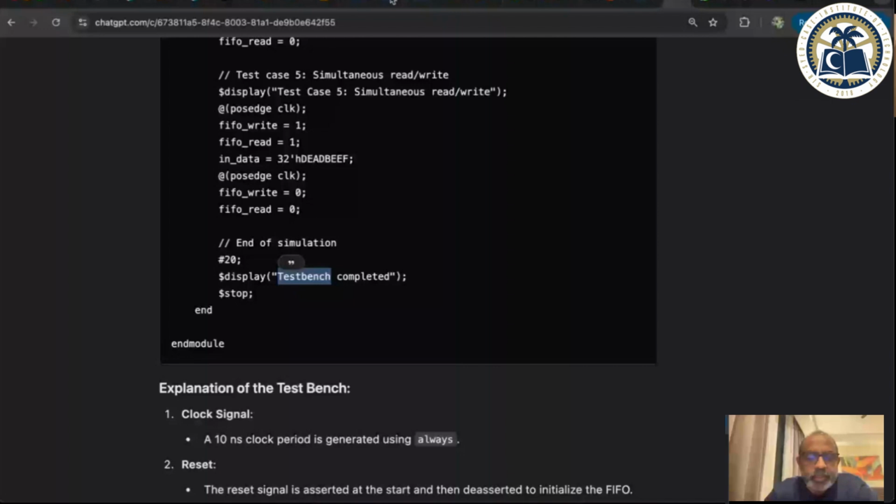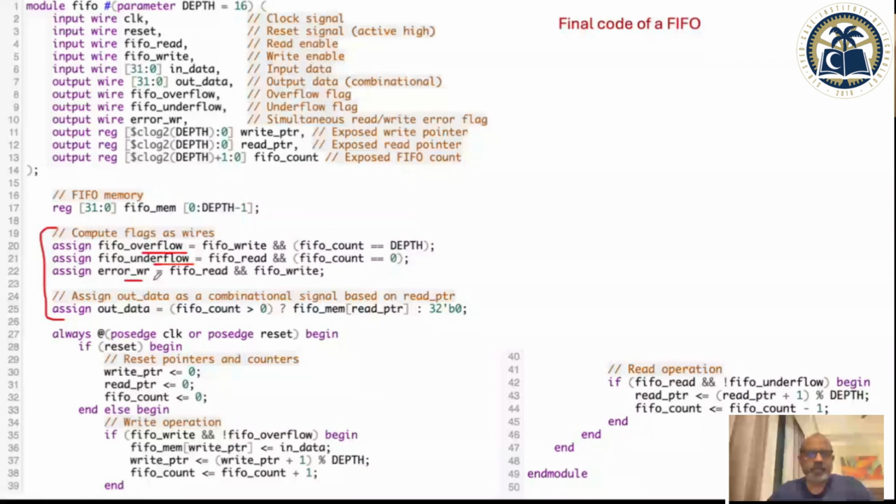All these assign statements are here, which are not part of any synchronous procedural block. And then we have a classical procedural block with the register, and then the condition. If write, and then FIFO is not overflow, then it is going to write, and similarly read is going to read in a similar manner.